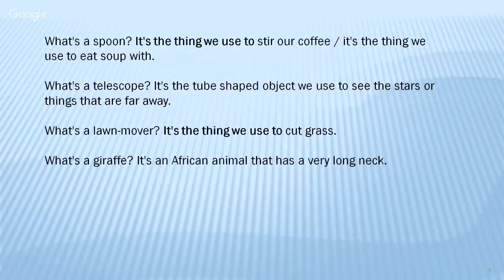What's a telescope? It's a tube-shaped object we use to see the stars that are far, or things that are far away. So this is a little more specific again. It is a tube-shaped object. With it we can see stars, and also places and things that are very far away. What's a lawn mower? It's a thing we use to cut grass. What's a giraffe? It's an African animal that has a very long neck.